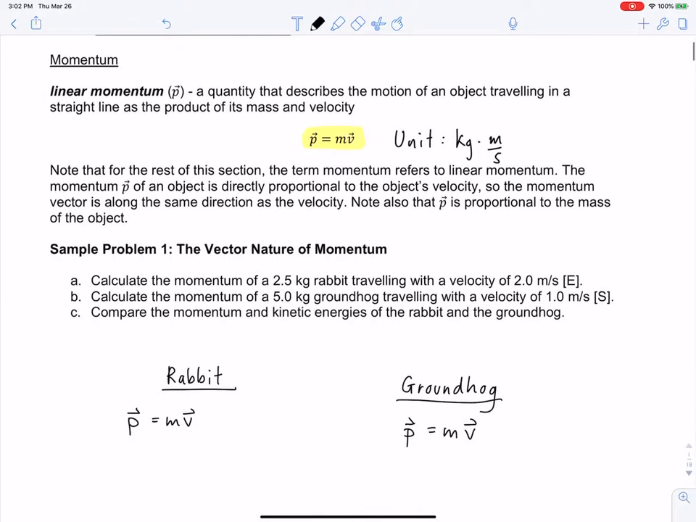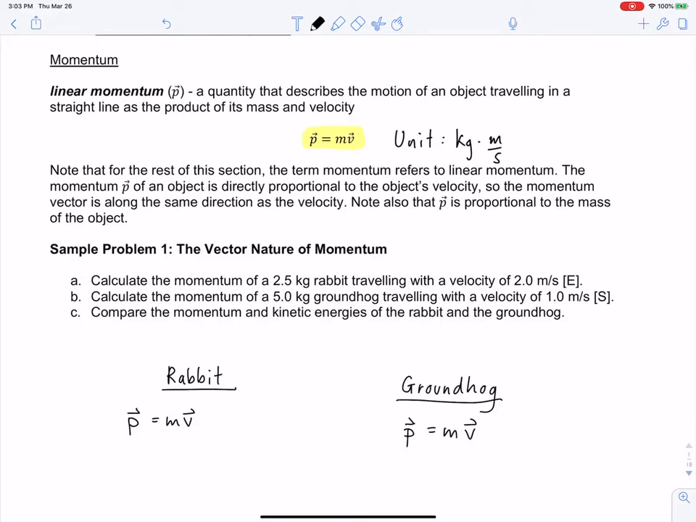Note that for the rest of this section, the term momentum refers to linear momentum. The momentum of an object is directly proportional to the object's velocity. So the vector is along the same direction as the velocity. Note also that momentum is proportional to the mass of the object.